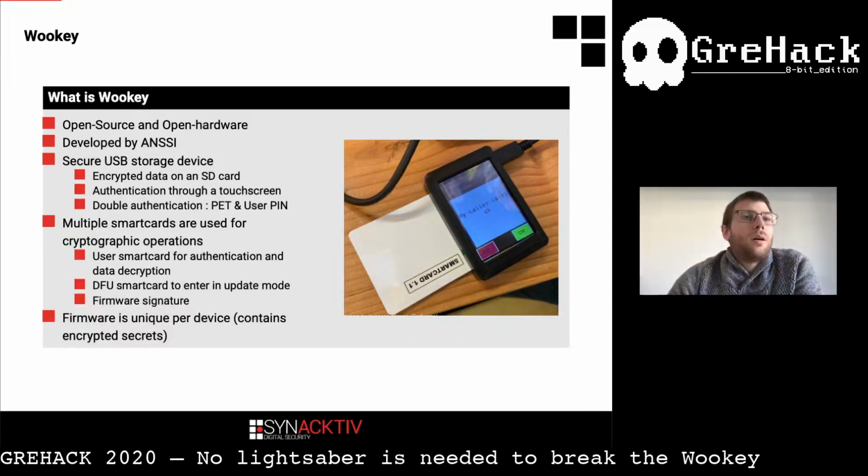First, the user has to enter a PET pin to authenticate the smart card. The Wookey will display a PET name. This name has to be checked by the user, and if the name is correct, then the user can trust the smart card. And a second authentication, which is called user pin, is used to decrypt data.